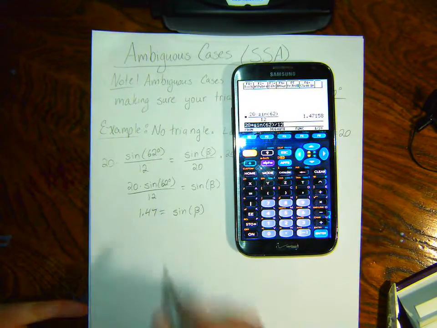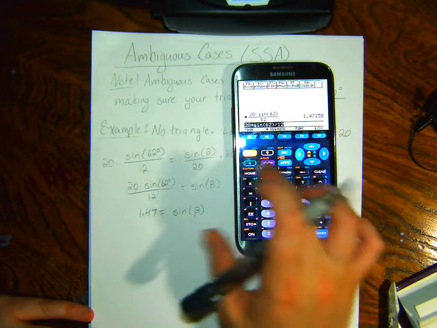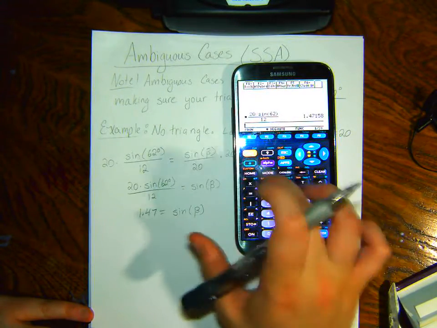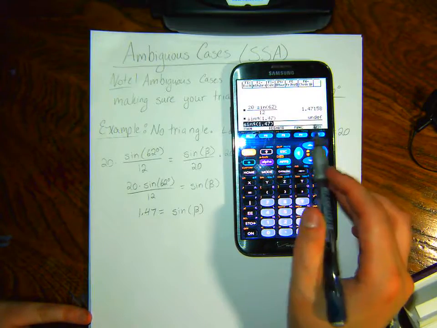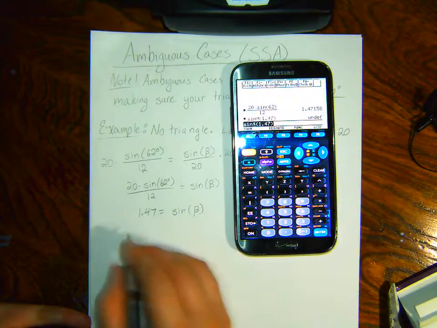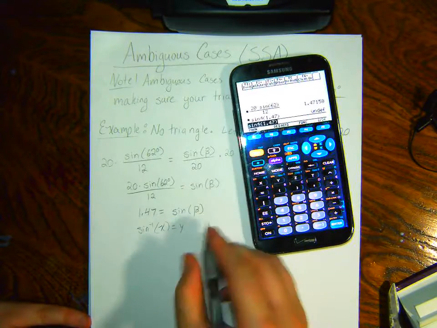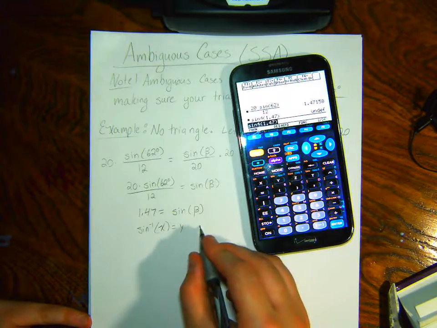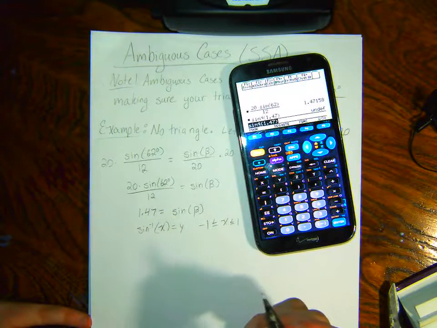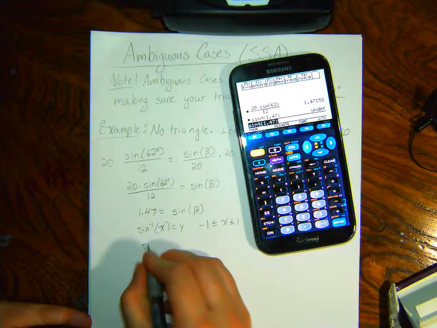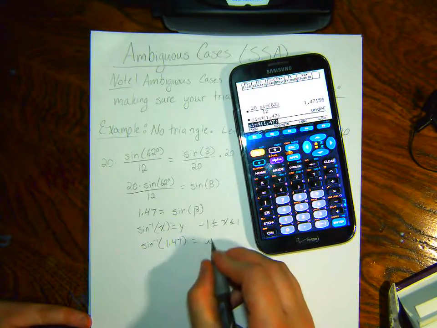Now you might be running ahead of the game. If you try to enter this into your calculator and take sine inverse of 1.47, you're going to get undefined. Remember that for sine inverse, if sine inverse of x equals y, then we can only input numbers between -1 and 1, and 1.47 is too big. So when we try to take the sine inverse of this number, we're going to get that it's undefined.